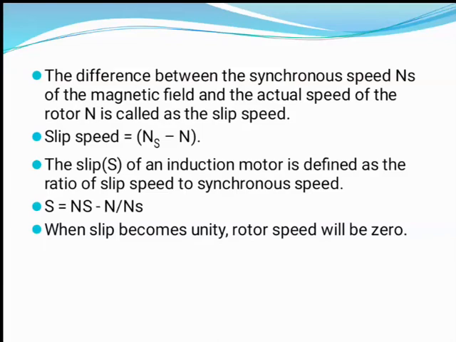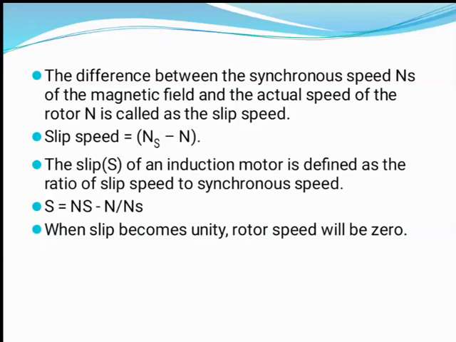So as we already discussed, the difference between the synchronous speed ns of the magnetic field and the actual speed of the rotor n is called the slip speed. This slip speed can be represented as ns minus n. The slip of an induction motor is also defined as the ratio of the slip speed to the synchronous speed. How do you define the slip? The slip speed is ns minus n, and the synchronous speed is ns. So the equation of slip is (ns minus n) divided by ns. That is a very important equation as far as the numericals of induction motors are concerned.